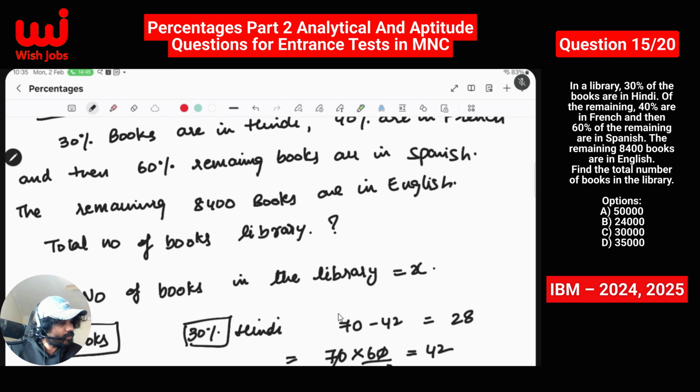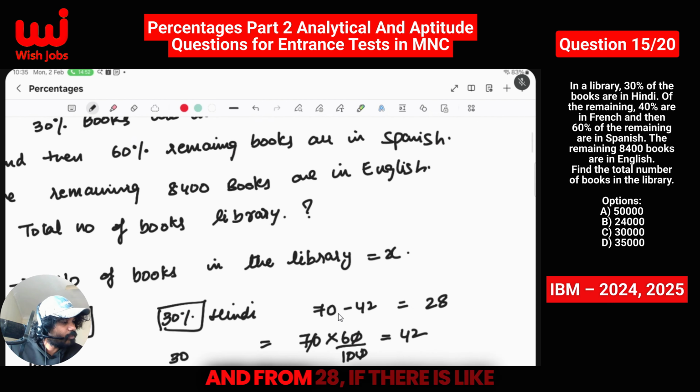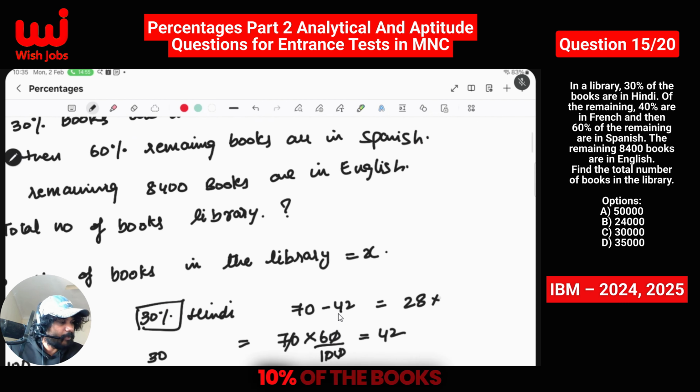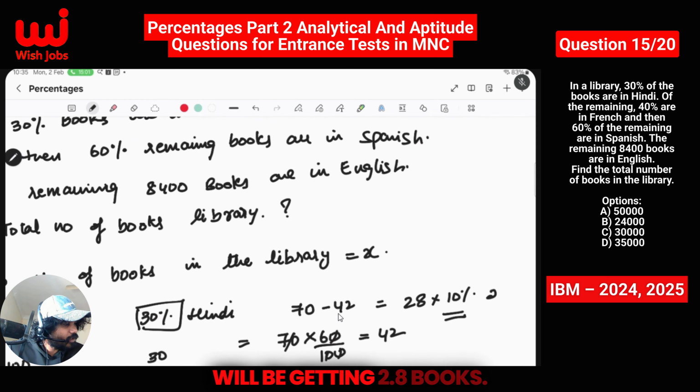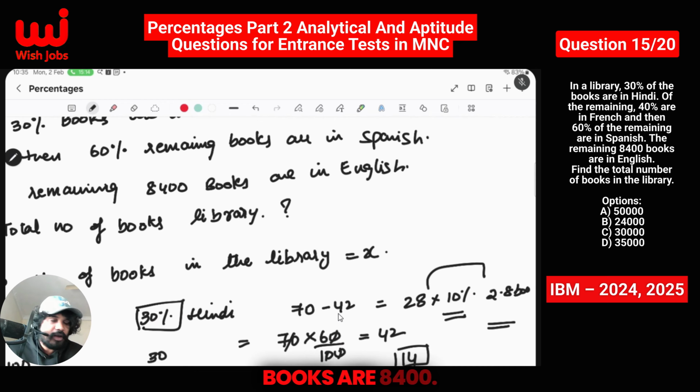And from 28, take it as an example, if 10% of the books are in Spanish, you will get 2.8 books, and from here you need to subtract again, and whatever books are left. He's saying the leftover books are 8,400. Those books are English. This is what he is saying.